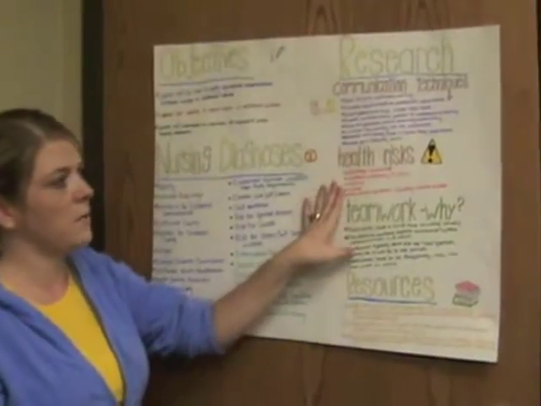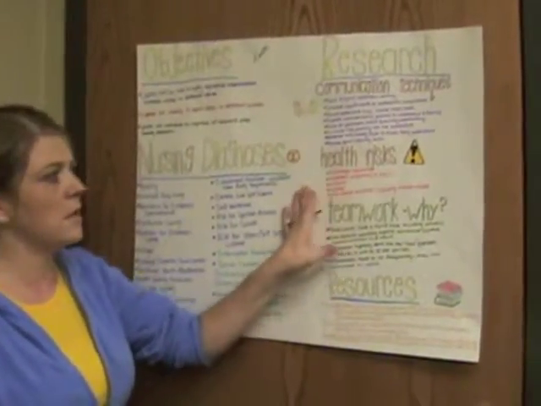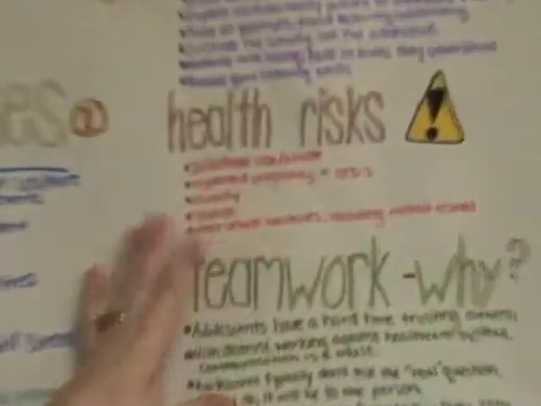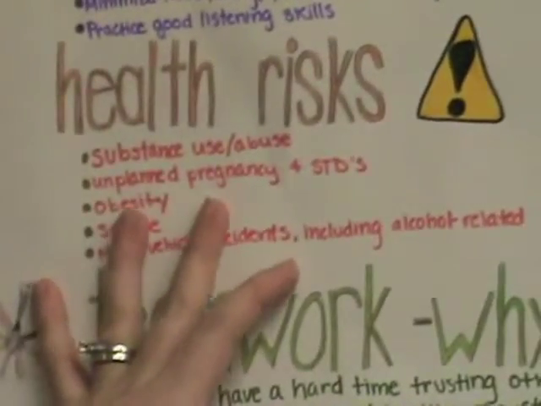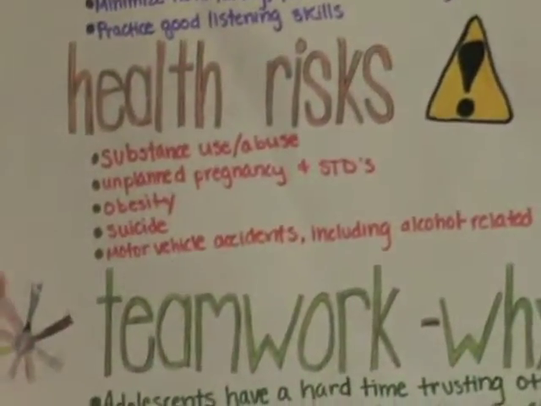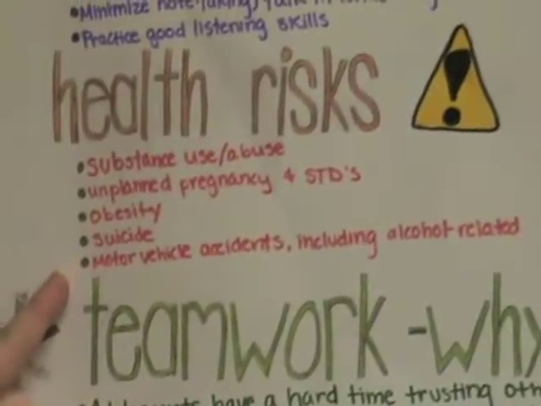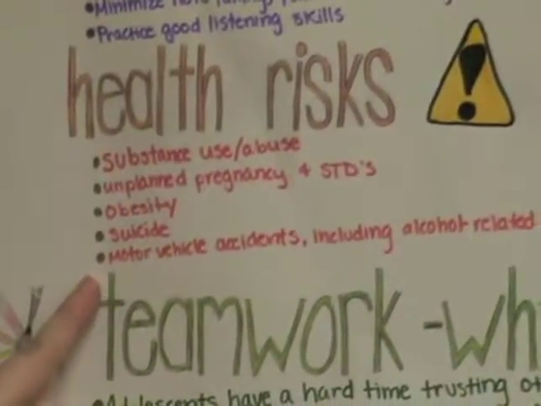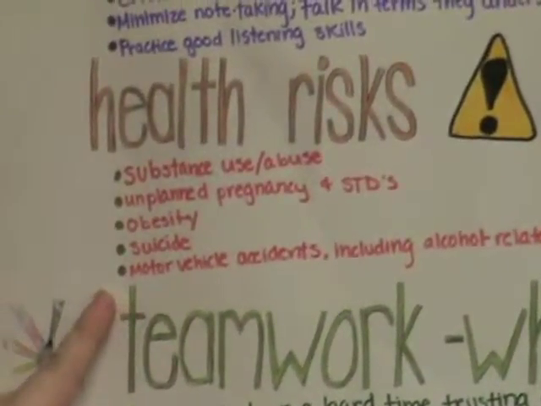Some health risks that you need to be aware of when taking care of adolescents are substance use and abuse, unplanned pregnancy and sexually transmitted diseases, obesity, depression and suicide, and motor vehicle accidents, including alcohol-related.